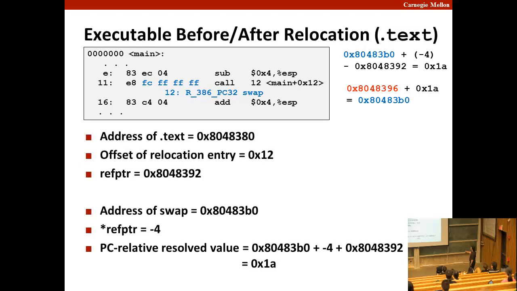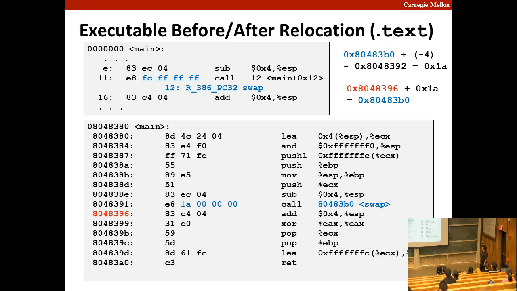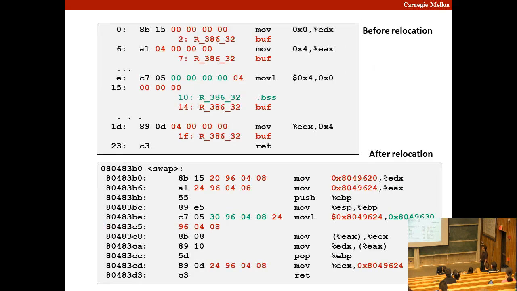So we see the address of 8048380, an offset relocation entry of 12, means the pointer is going to be this plus this, or 8048392. The address of the swap function, 80483B0, with a reference pointer of -4. It's going to be 8048392. Yeah, so 80483B0 minus 4 plus 8048392. So the entry is going to be 1A. Boom. Okay. Just another example of that. And another example of that.